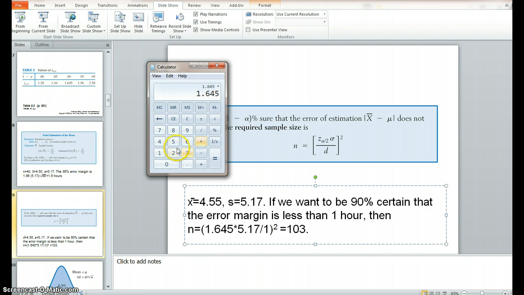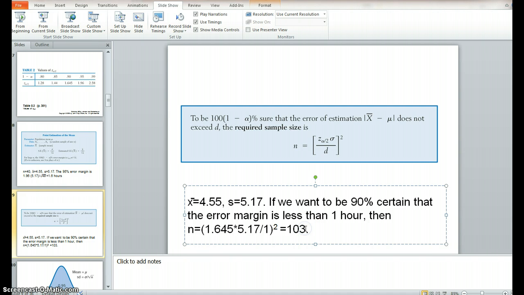1.645 times 5.17. I got 8.50, and I try to square it, and it looks like I don't have a square button here, so I multiply it by itself. 8.50465 squared is 72.32. So that's about 73. So the sample size is 72 or 73. I'll just take 73 to be safe.